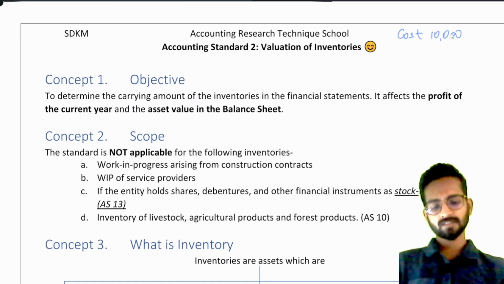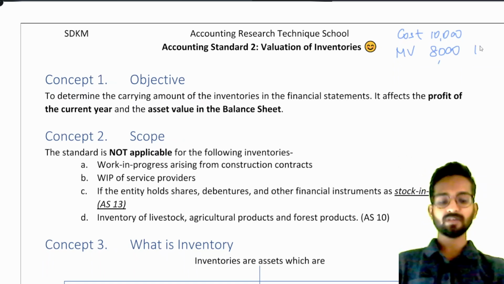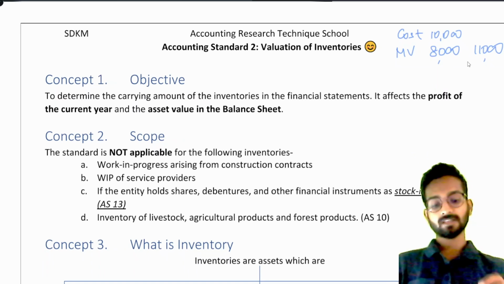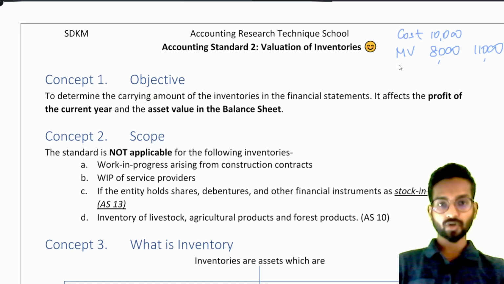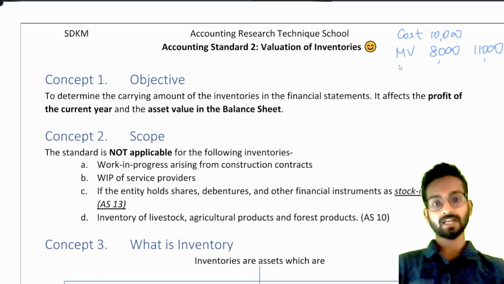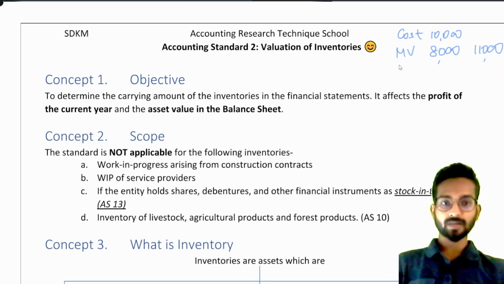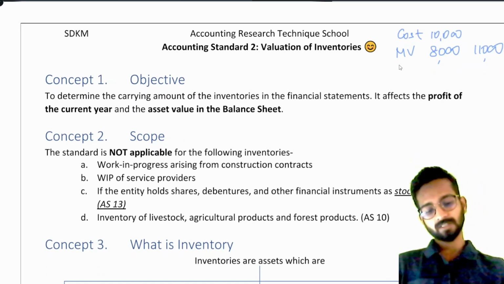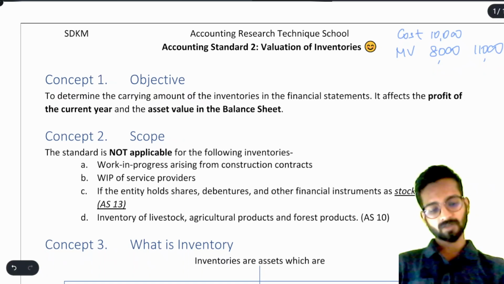under inventories. See, the problem is that the market value of our goods can be either 8,000 also, or there can be a case that the value is 11,000. Then what should we do? That is the first problem. Another thing is how to recognize whether this inventory will appear in the balance sheet or not. Those are the problems which happened in the past, and that's why Accounting Standard 2 came into existence, because it helps us decide whether we have to show inventory in the balance sheet and at what value. Understood?